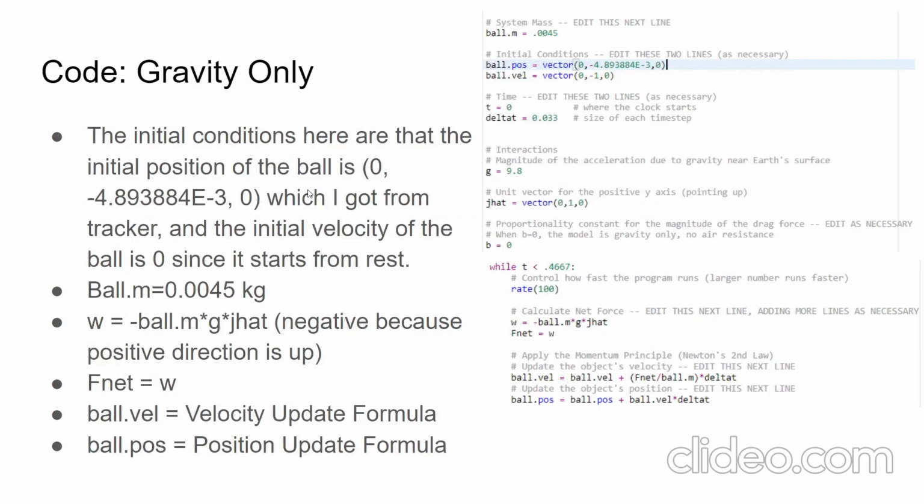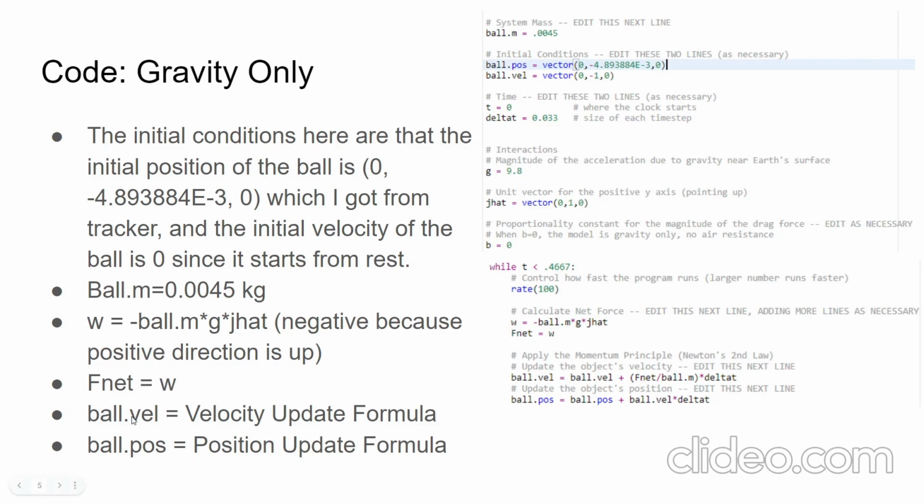For the code of the gravity only position versus time graph and the velocity graph, the initial conditions here are that the initial position of the ball is 0, this number gotten from tracker, and the initial velocity of the ball is 0 since it starts from rest. I have the ball's mass equaling 0.0045 kg. The weight of the ball equals negative ball.m times g times j hat, negative because the positive direction is up. And then we have the F net being equal to the weight of the ball.